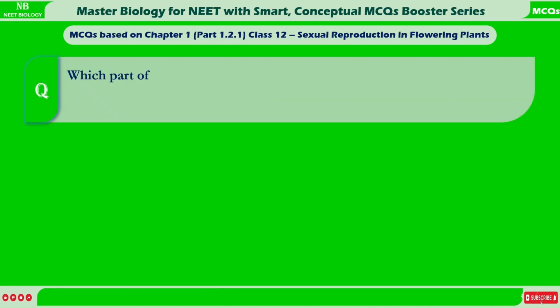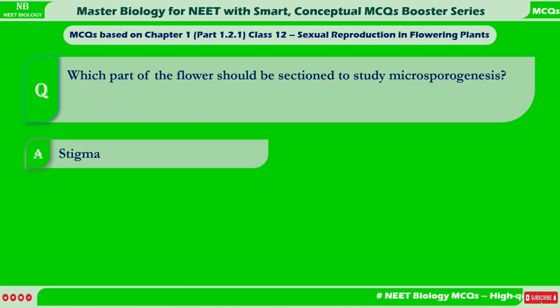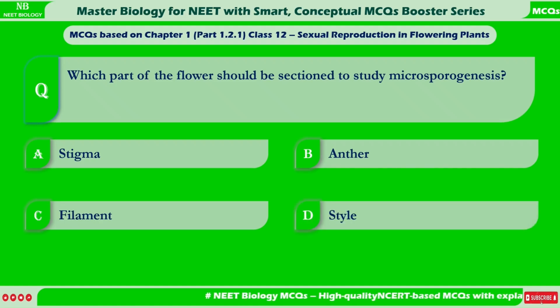Which part of the flower should be sectioned to study microsporogenesis? A, stigma. B, anther. C, filament. D, style.